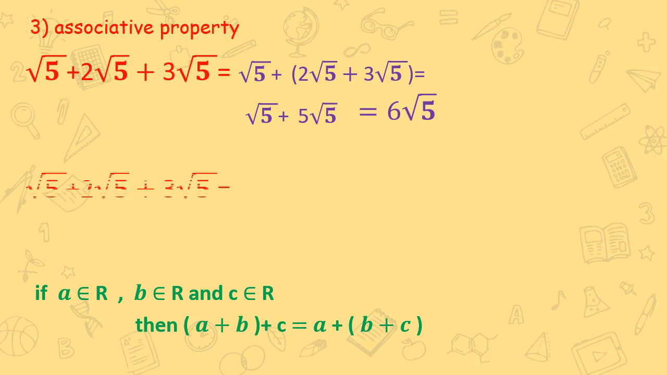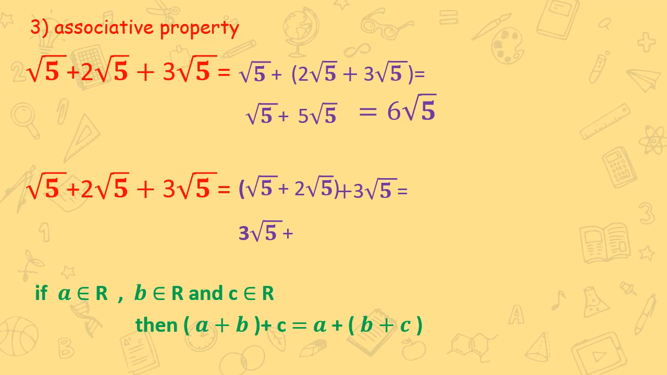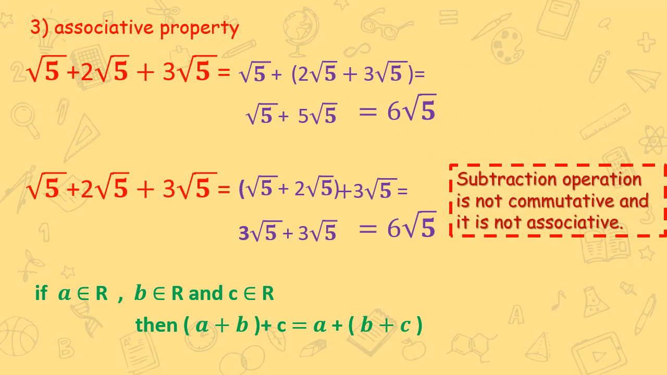If we start by adding root 5 plus 2 root 5, then root 5 plus 2 root 5 equals 3 root 5, plus 3 root 5 equals 6 root 5 also. Then if we start by adding the first two numbers, it is the same as if we start by adding the last two numbers. This is associative property. Subtraction operation is not commutative and it is not associative.